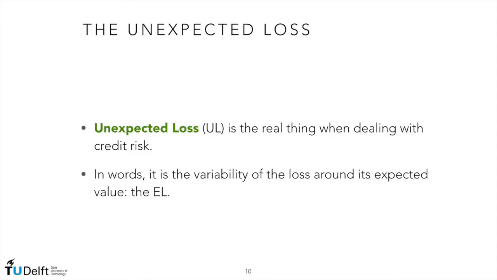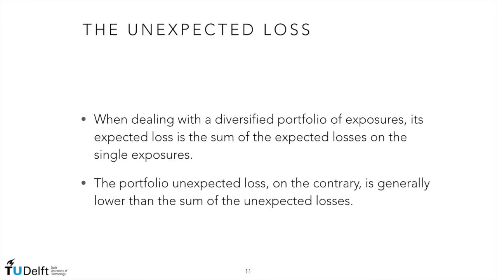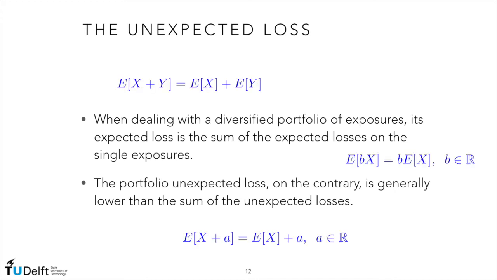The unexpected loss is the variability of the possible loss around its expected value, the expected loss. When we consider a diversified portfolio of exposures, the expected loss of the portfolio is the sum of the expected losses on the single exposures. Why? Because the expected value in mathematical terms is a linear operator. The expected value of x plus y is equal to the expected value of x plus the expected value of y, and so on.